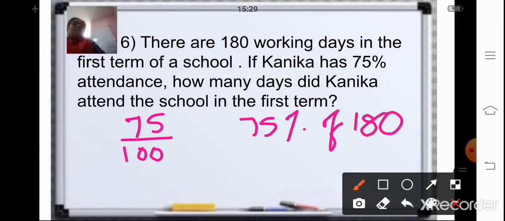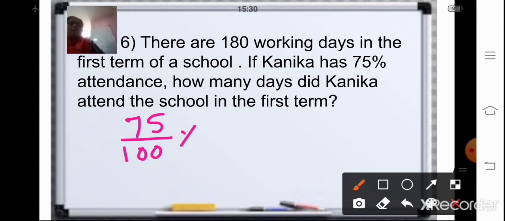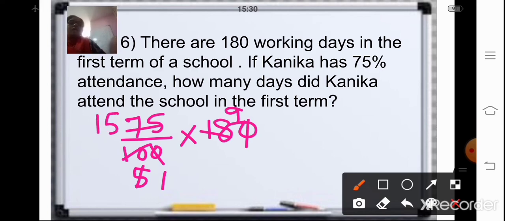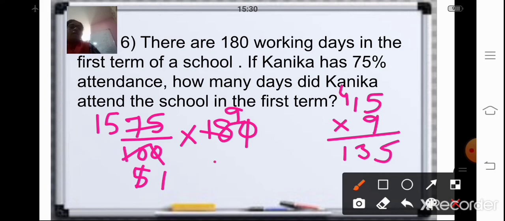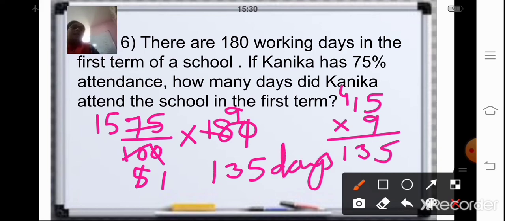So here 75% of 180 means first you will change it into a fraction, that will be 75 upon 100. Now you will multiply it by 180, the total number of working days. Cancel the 10. 10 and 18 are divisible by 2. 2 5s are 10, 2 9s are 18. Now 75 and 5 are divisible by 5. 5 1s are 5, 5 5s are 25. Now when you multiply 15 by 9, that will be 135. So Kanika attended the school in the first term for 135 days. That is, 75% of 180 is 135 days.